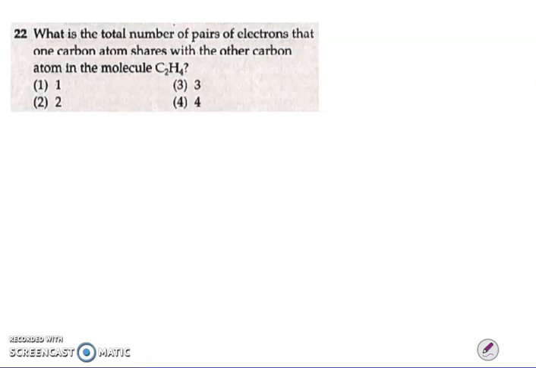Total number of pairs of electrons that one carbon atom shares within the C2H4. So C2H4 means you have an alkene. All right, remember your hydrogens are out here, C2H4. And when we're talking about this, the total number of pairs of electrons that one carbon shares with the other carbon, remember, each one of these lines represents a pair of electrons. Each one represents a bond. So we have a total of 2 pairs being shared between those 2 carbons, or 4 electrons.